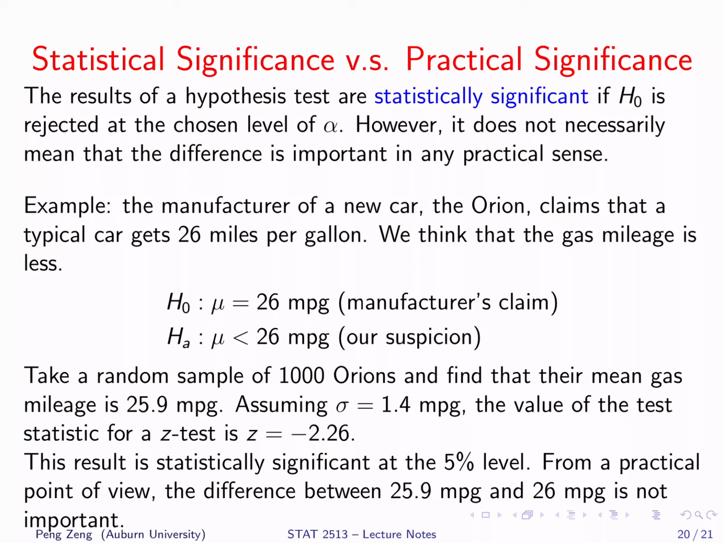Suppose we take a sample of size 1000. The sample mean is 25.9 miles per gallon. The test may be significant at level 0.05. However, from a practical point of view, no one will care about the difference of 0.1 miles per gallon. The difference between 25.9 miles per gallon and 26 miles per gallon is not important. Although the difference is statistically significant, the difference is not practically significant.